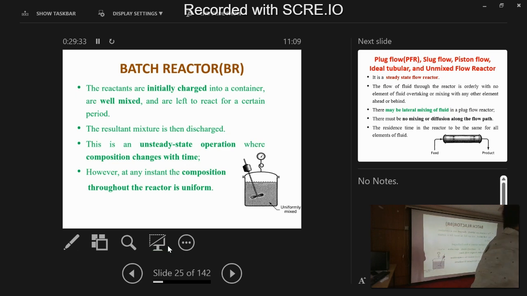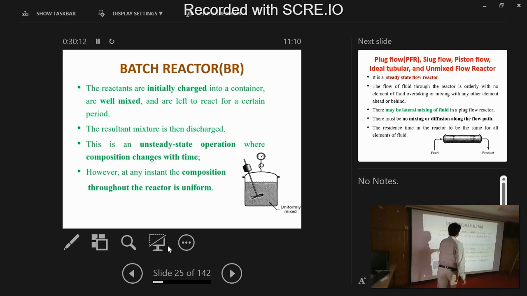It's called steady state: the state where the parameters are not varying with time. Whereas batch is unsteady state. Why? Because when I take a batch reactor and give it some half an hour, the concentration changes after half an hour. The concentration of A I fed may initially be 10 moles, but after half an hour it will not be 10 moles. It will have decreased, maybe to 4 or 5 moles, because A is converting to B. So the concentrations are changing.